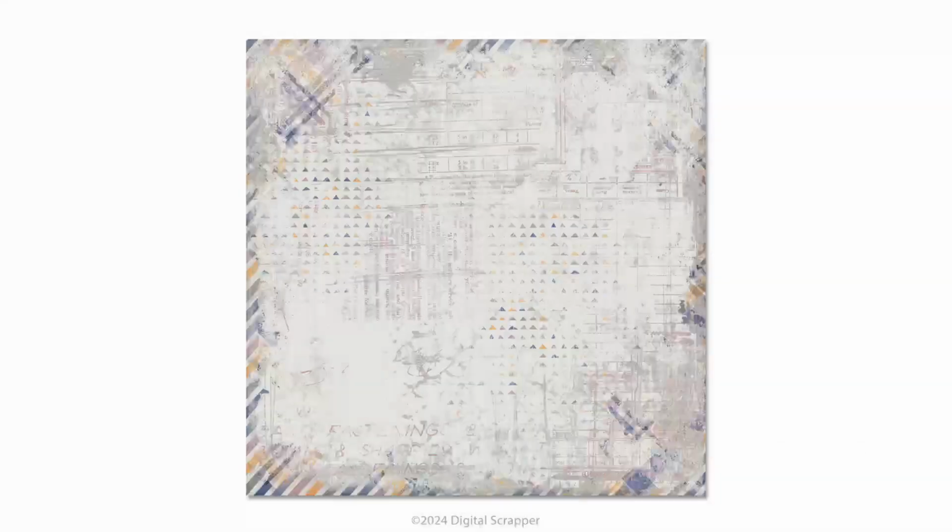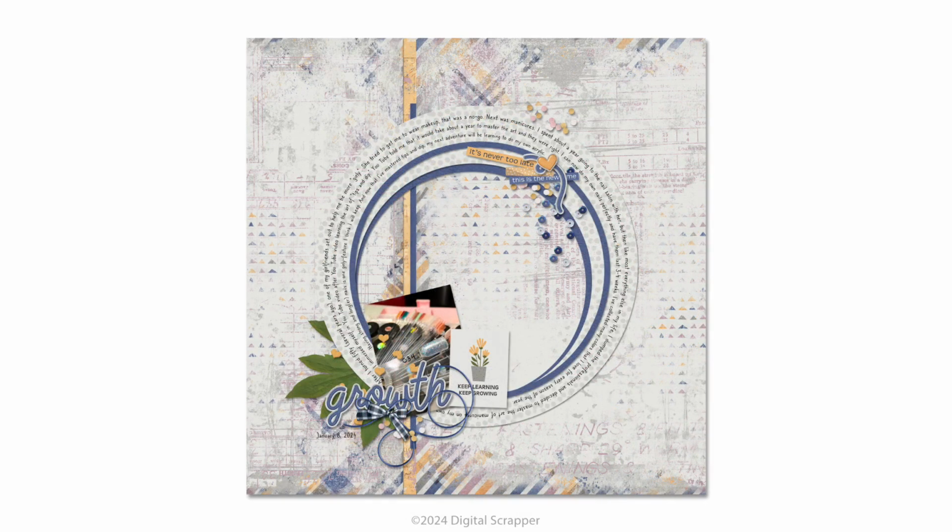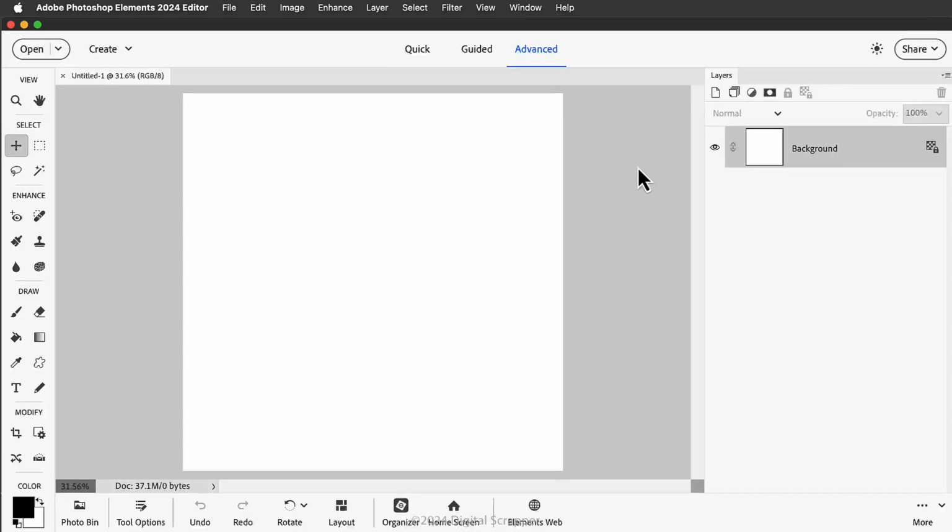Add clarity to the focal point of your page by using the pretty edges of a background paper as an anchor. This video is being recorded in Photoshop Elements, but the instructions are exactly the same for Adobe Photoshop, except where noted. The first step to completing this tutorial is to create a new 12 by 12 inch document at 300 pixels per inch with a white background.